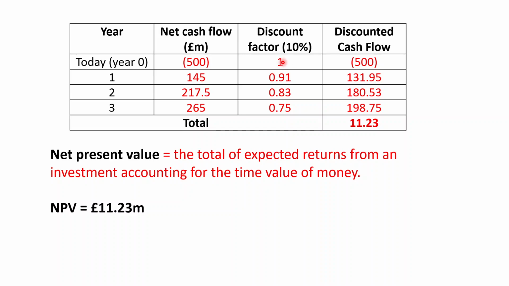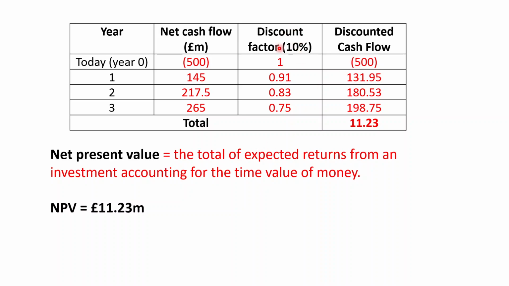You'll note that the discount factor for today is always going to be 1. Right, 1 in decimals is 100%, right? Because I'm spending 500 million today. There is no discount because this is today's money. So add those up, I get 11.23. What it means is the net present value for this project is 11.23 million. Okay, in today's terms, this project is worth 11.23 million.